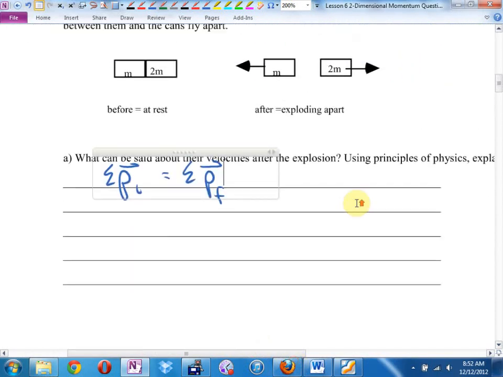Okay. Before the explosion, what's the momentum? It's meant to be so obvious that it's tough. Before the explosion, what's the momentum? And I'll give you a hint. After the explosion, what must be the momentum then? 0. Now let's see if we can write that algebraically. We would have the momentum of can 1. Let's call this can 1. Let's call this can 2. And the momentum of can 2.